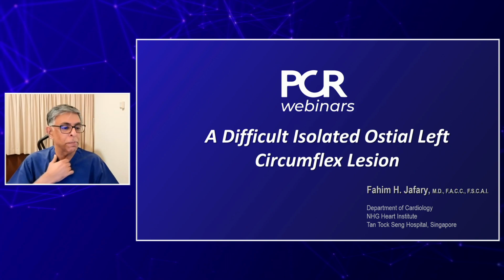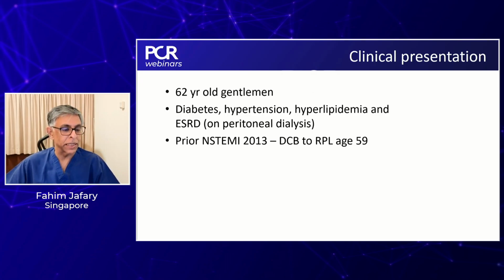So I'm going to talk about a slightly different take on a difficult isolated ostial circumflex lesion. This is somebody who we took care of back in 2016. At that time, he was a 62-year-old man with diabetes, hypertension, hyperlipidemia, and end-stage renal disease on peritoneal dialysis. Three years prior to that, he had presented with a non-STEMI and underwent DCB of an RPL. He was 59 at that time.